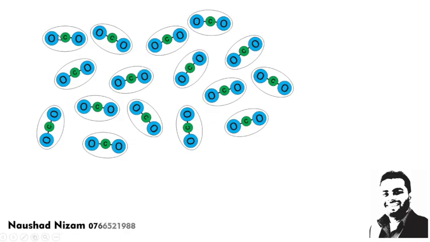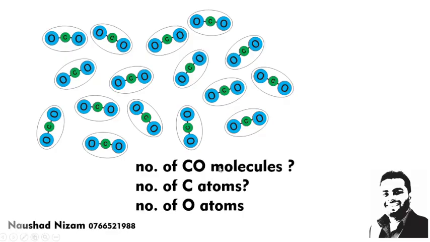So there are carbon dioxide molecules. You see CO2 is actually connected. One molecule is connected with 1 carbon and 2 oxygens. Right? Now can you tell me the number of carbon dioxide molecules, CO2, and the number of carbon atoms and number of oxygen atoms found in this.